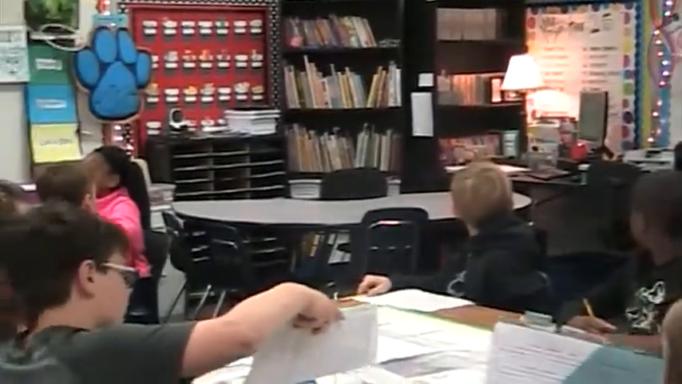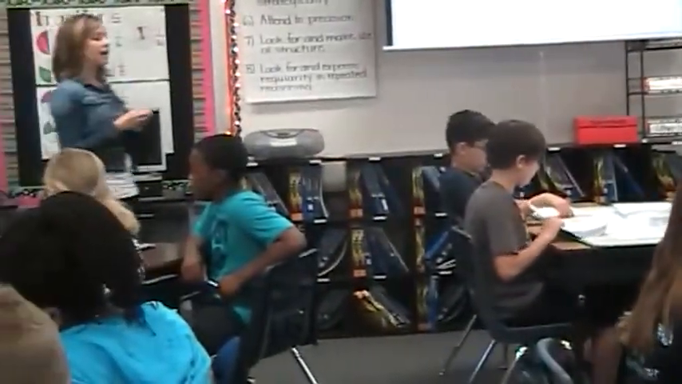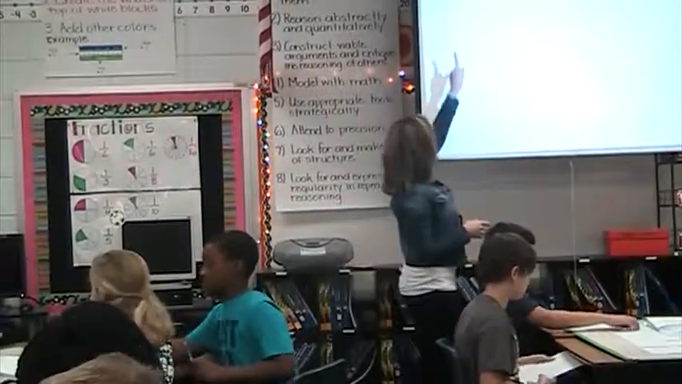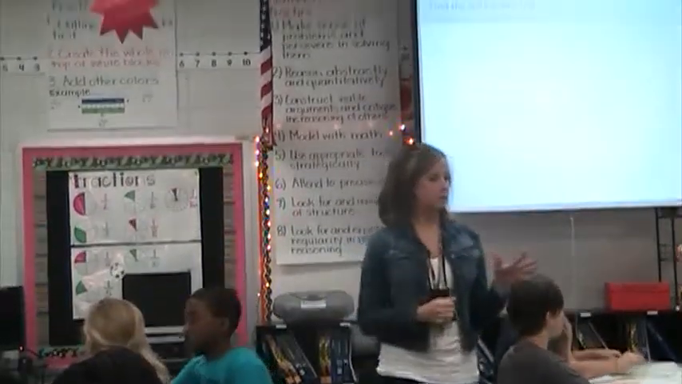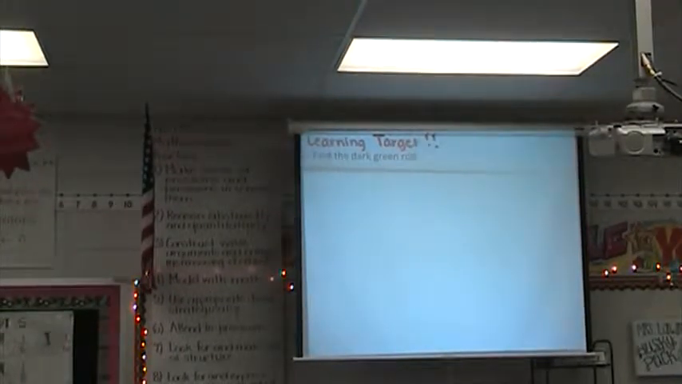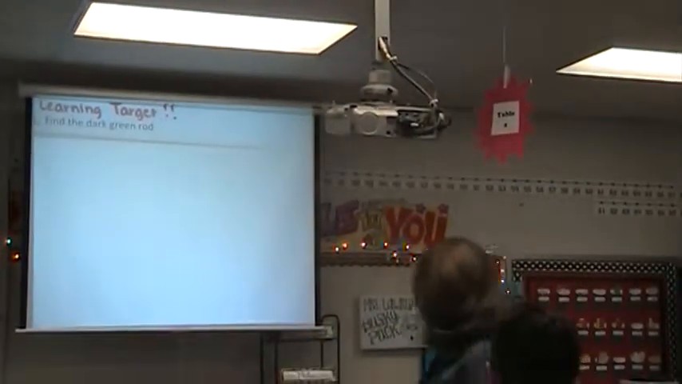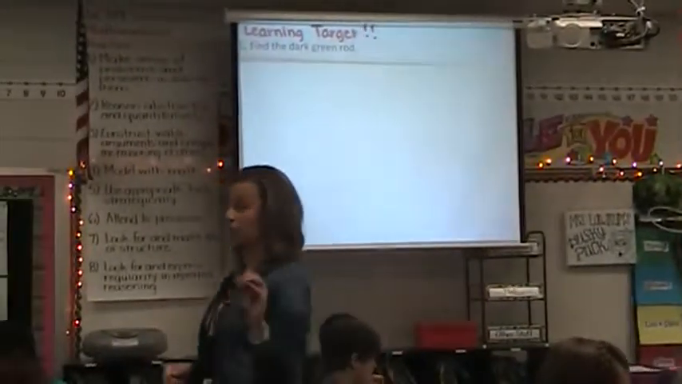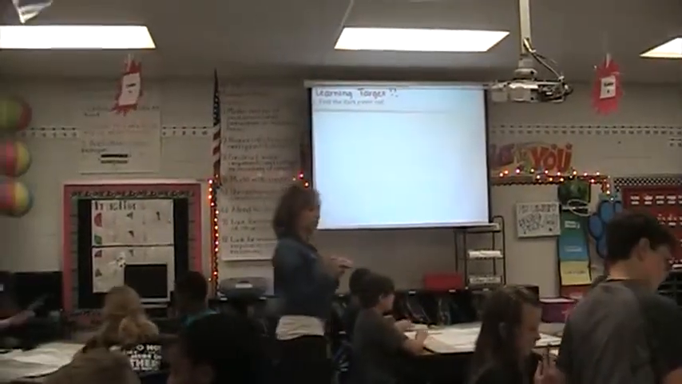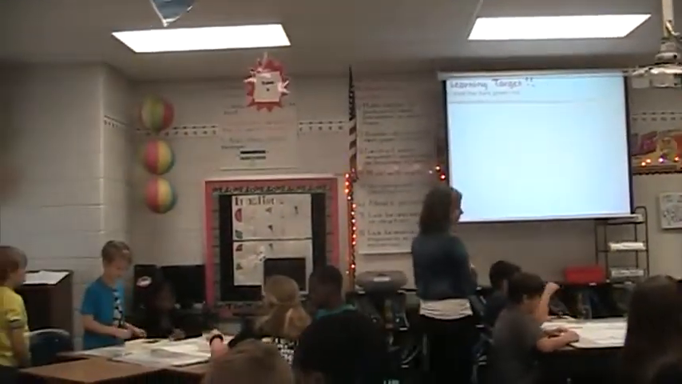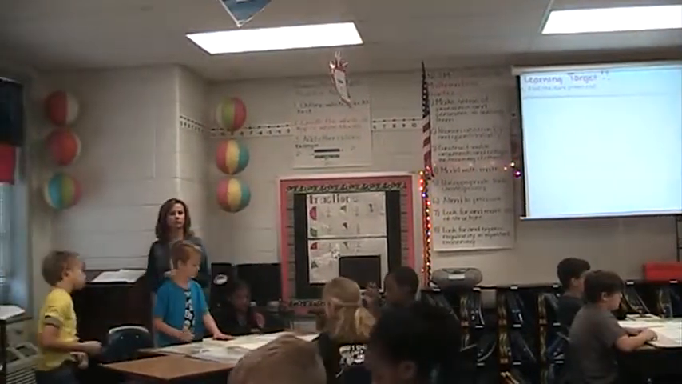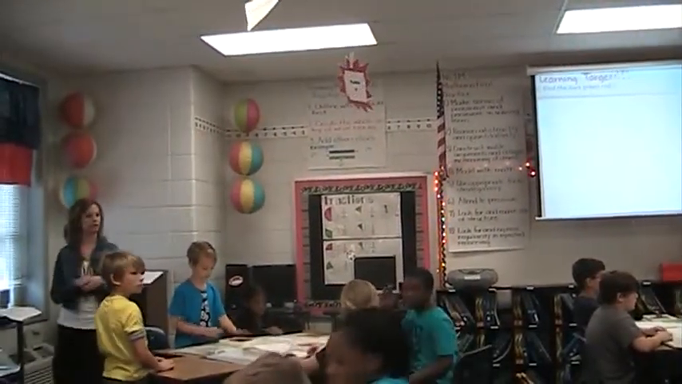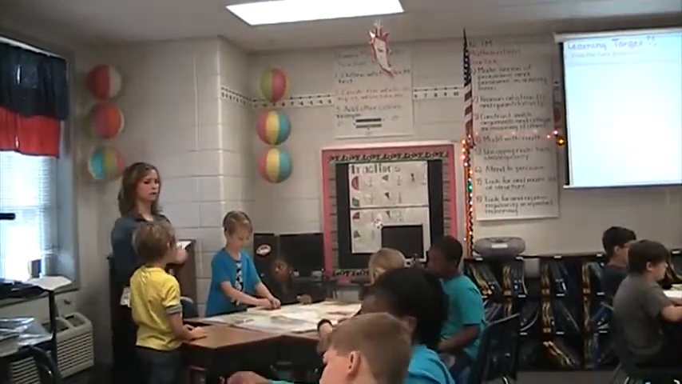Okay, guys, what I want you to do now is take out your fraction rods, and I want you to do this. See number 1 up here? I want you to find the dark green rod. Now make sure that you're not finding the lime green rod, but you are finding the dark green rod. That will mess you up, okay? Dark green rod. Alright, dark green rod out on your desk.